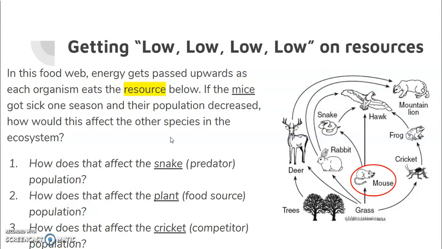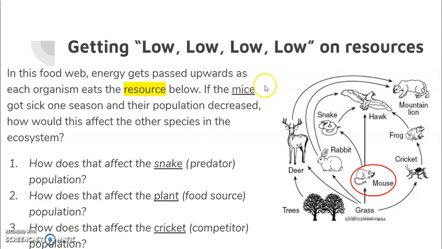Look at the food web on your screen. If energy is getting passed upwards as each organism eats the resource below, then each arrow is representing the energy passing from one organism to the next. If one resource decreases or goes way down, we want to think how that's going to affect the other plants and animals in this food web and this ecosystem.